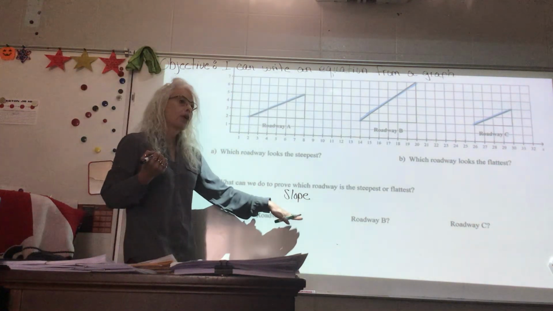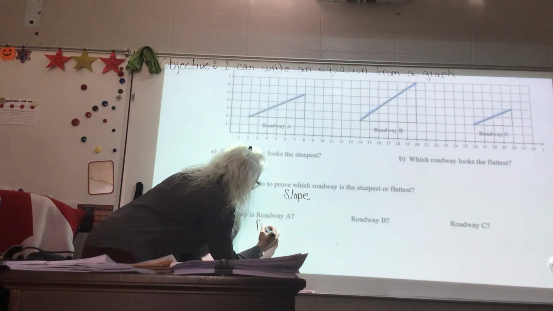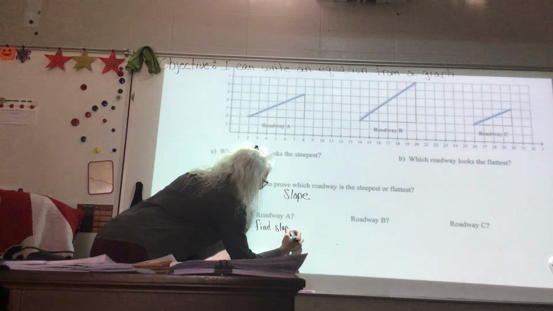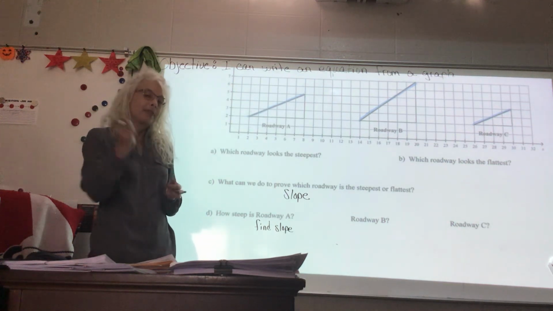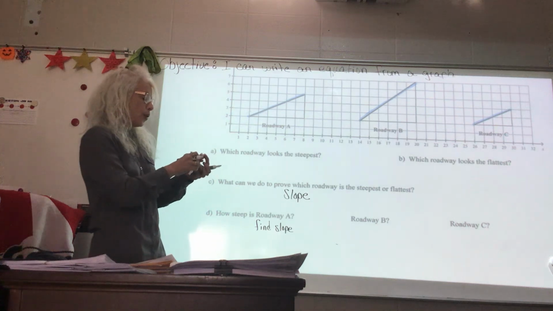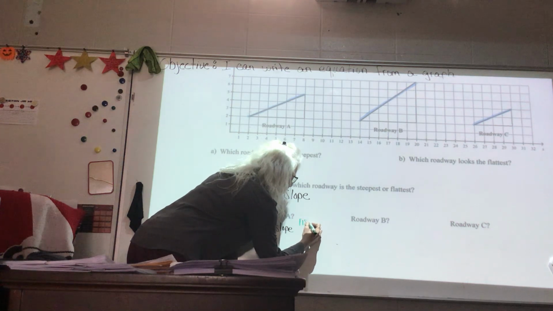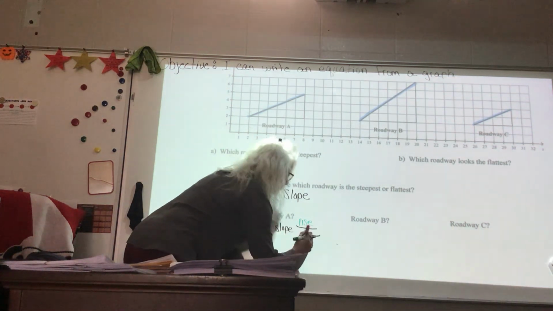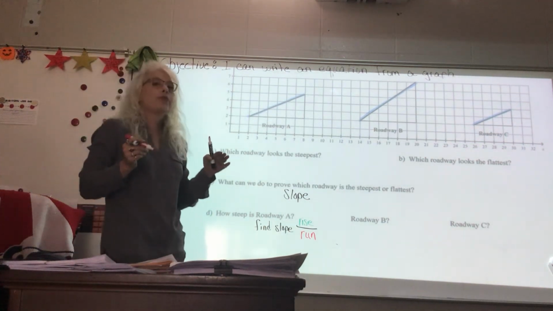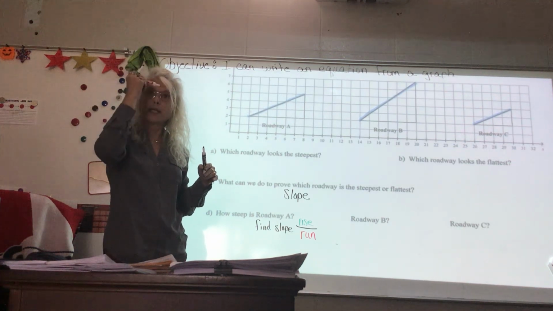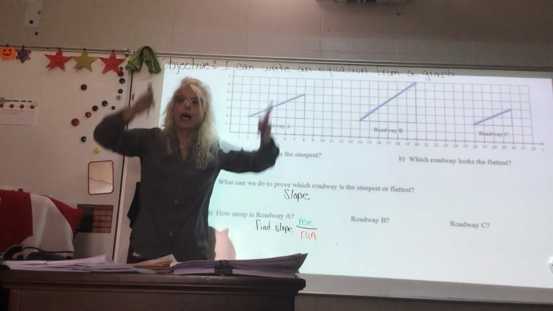It says, how steep is roadway A? So I'm going to go to roadway A and I'm going to find slope. And as I said, we're going to do a second method. And the second method, what we're going to do is rise over run. Notice they're color coding just like y sub 1 and y sub 2 and all that stuff. The rise is how much it goes up and down.